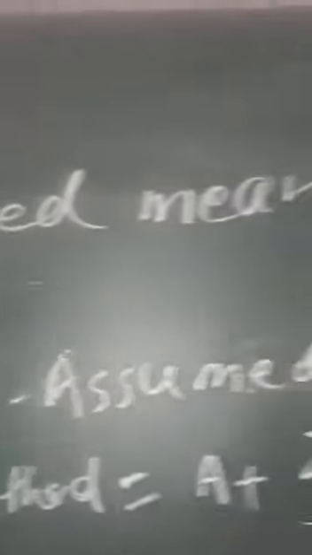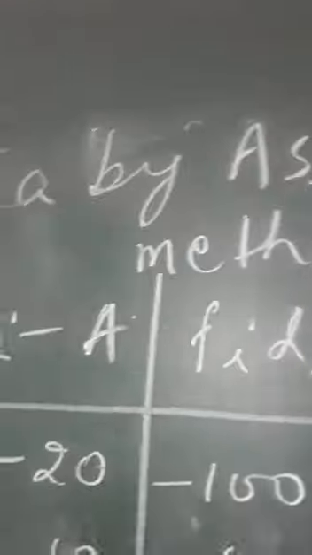By assumed mean method. In my last class I explained how to find the mean using the direct method for grouped data, and earlier I explained how to find the mean for ungrouped data. Now we have to see how to find the mean of grouped data using the assumed mean method.